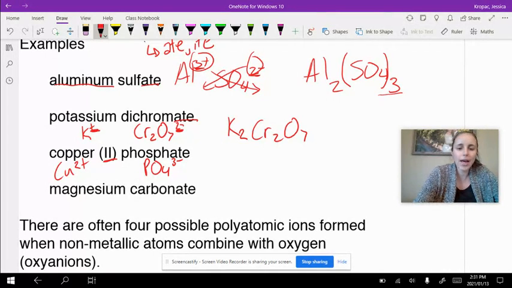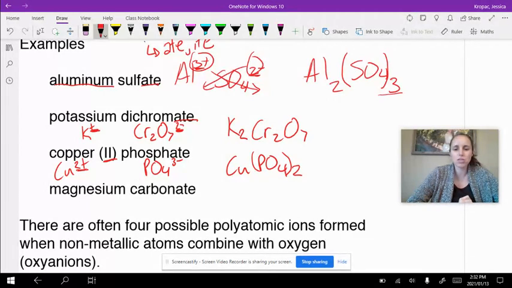So we're going to go ahead and write this out, and we are going to cross over our charges. So this 2 here is going to come next to phosphate. Remember, anytime that I place a number next to a polyatomic ion, I need to place those brackets around it. And then this 3 here is going to go next to copper. So I'm going to place a 3 here now.